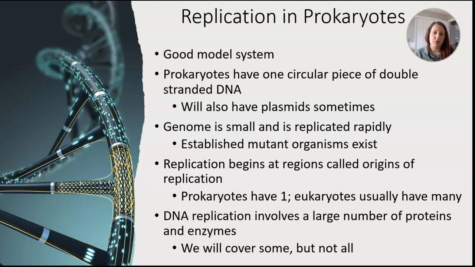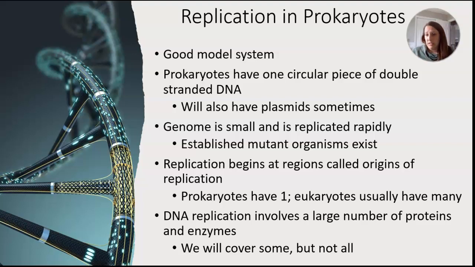Bacteria make great model systems because they have a bunch of features. Number one, they only have one chromosome, one circular piece of double-stranded DNA. Occasionally, they'll also have a few small circular pieces of DNA called plasmids. But again, the main chromosome of a prokaryote is going to be this one double-stranded DNA. And that double-stranded DNA molecule doesn't have proteins associated with it, so it doesn't have histones. So again, a little bit easier to study replication.